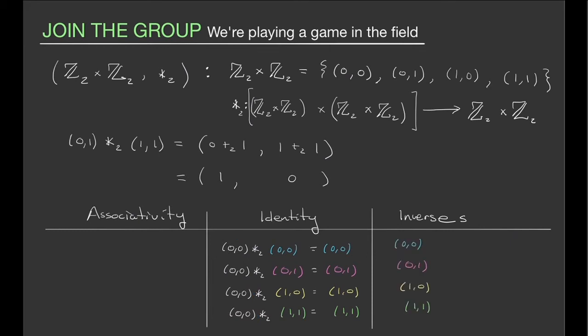Alternatively, with inverses, let's say we have (0,0), (0,1), (1,0), (1,1), the elements of this Z2 cross Z2. And let's say we want to find their inverses. Well, I claim if you just take the composition of each one with itself, what you'll get out is (0,0).